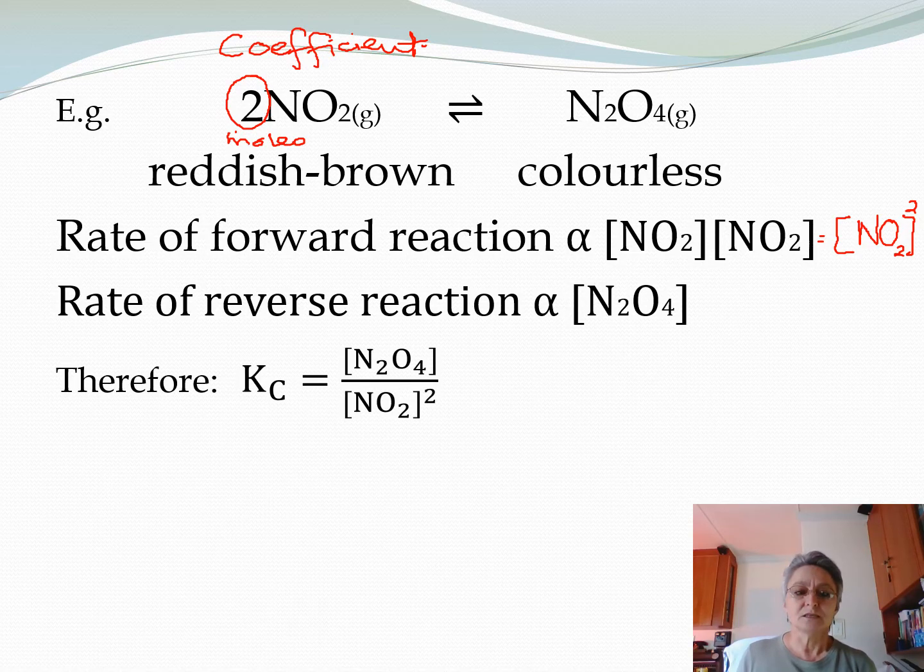So the Kc value is the ratio between the concentration of the product on the right hand side divided by the product of the concentration of the reactants on the left hand side. So this is a simple example showing us how to write a Kc expression.